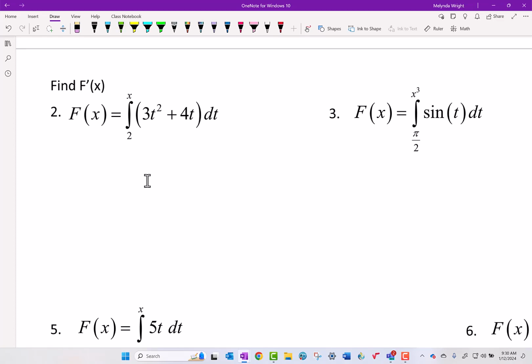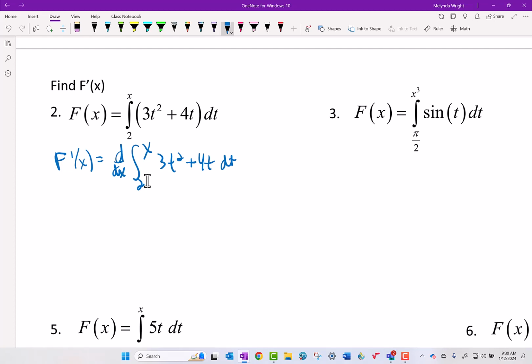We would take the derivative of both sides. So it's like an equation, right? So we would do F prime of x equals d/dx of the integral from 2 to x of 3t squared plus 4t dt. So it's an equation, just like when you've been doing equations for years. As long as you do something to one side, if you do the same thing to the other, it's okay, it's balanced.